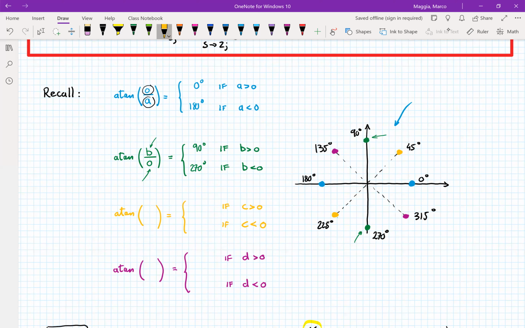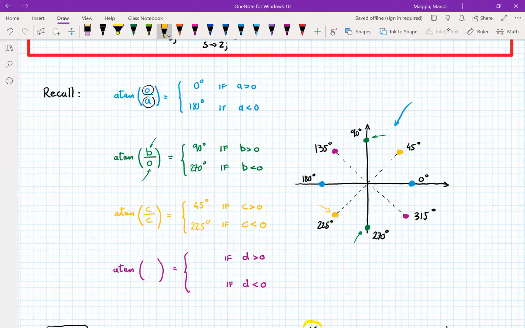And similarly, we can take a look at the arctangent of C over C. Now, if C is positive, so both real and imaginary parts are positive, then we're looking at a 45-degree angle. But if both the numerator and the denominator, that is imaginary and real part respectively, are negative, then arctangent of C over C is 225 degrees. That is this point here.